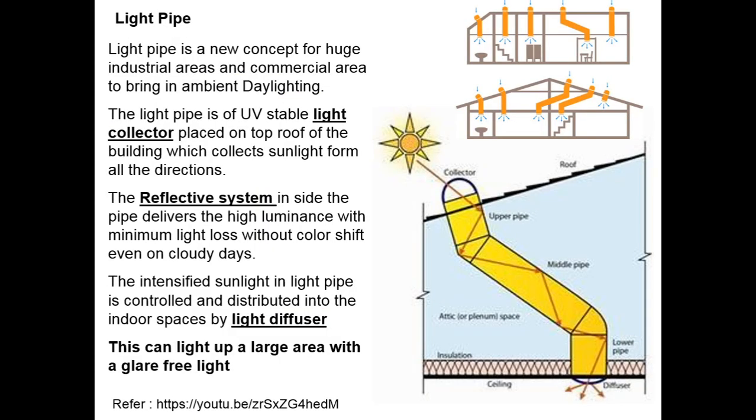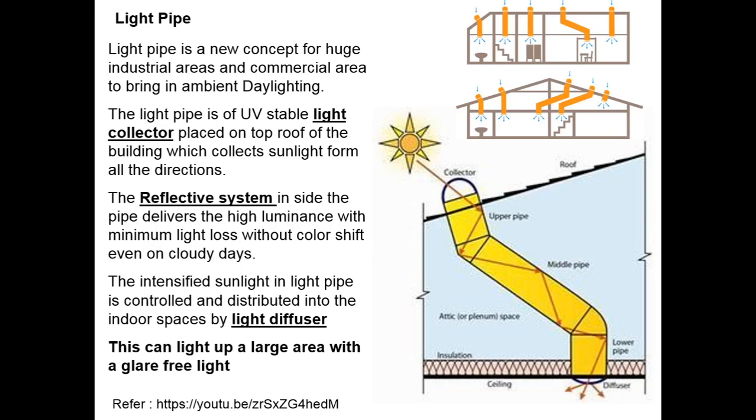The next lighting concept is called the light pipe. It's a new concept for places like huge industrial areas where you need a lot of lighting, or basements where you need a lot of lighting, or even some storage places which are air conditioned but where sufficient lighting is needed.